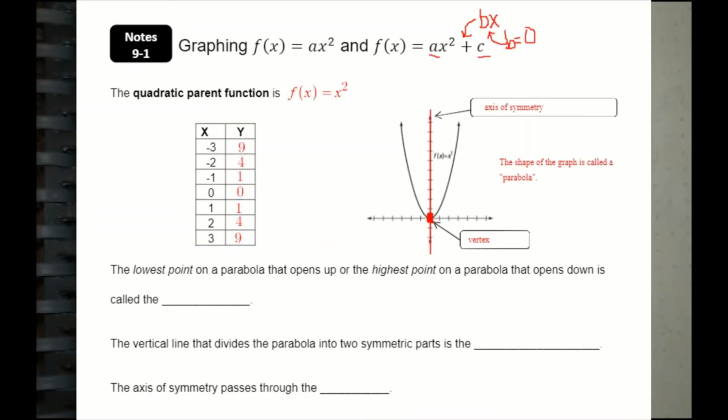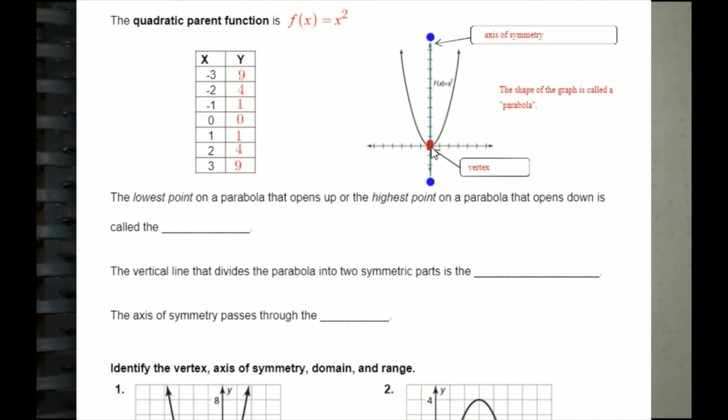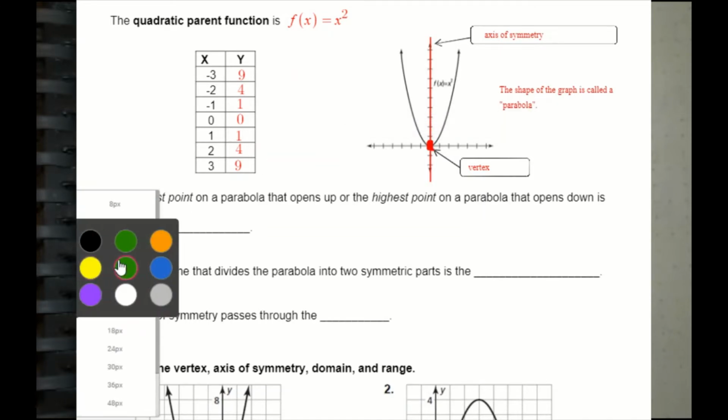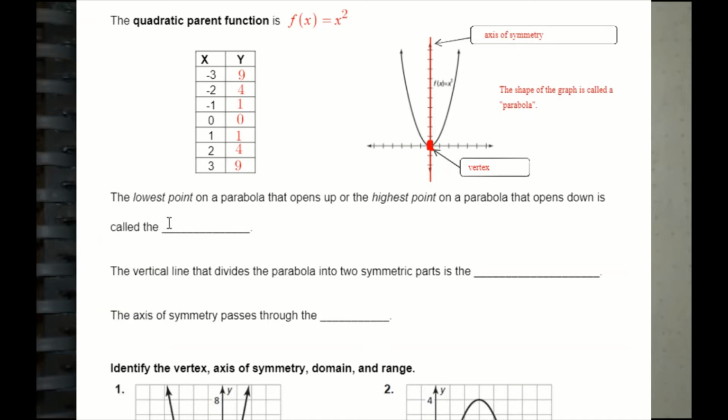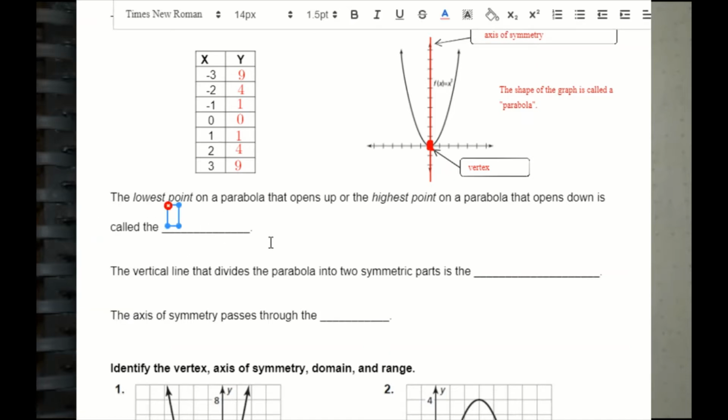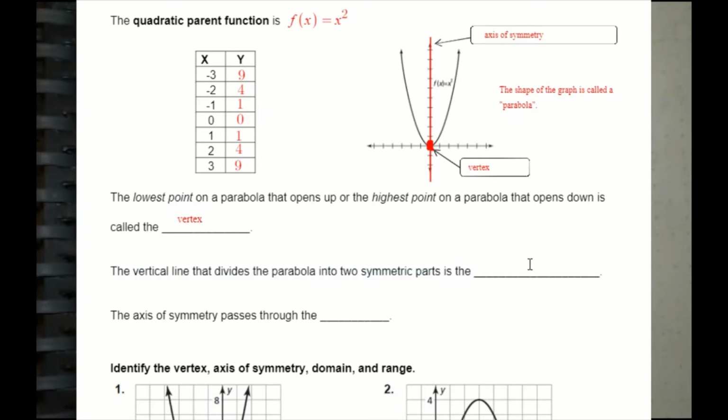Let's define some of these items a little bit more clearly. The lowest point on the parabola is called the vertex. Now, it is possible for that to be the highest point. So I want you to just imagine in your mind what might have to happen in order for the vertex to be the highest point. So the lowest point on the parabola, or the highest point, is called the vertex. The vertical line that divides the parabola into two symmetric parts is called the axis of symmetry.